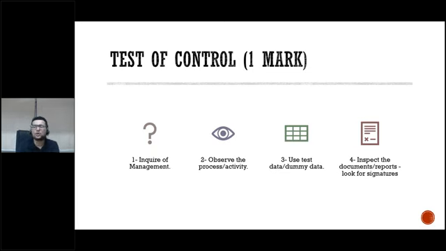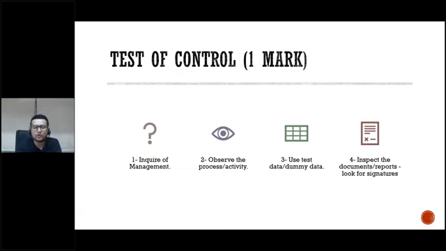How to test controls? The most common methodology of testing any particular control is to inquire of management. What do I mean by inquire of management? It is your fundamental right to seek explanations from the management. So the first test of control is inquire of management. Ask the management. They need to explain it to you. They need to give you a solid explanation how things are shaping up.